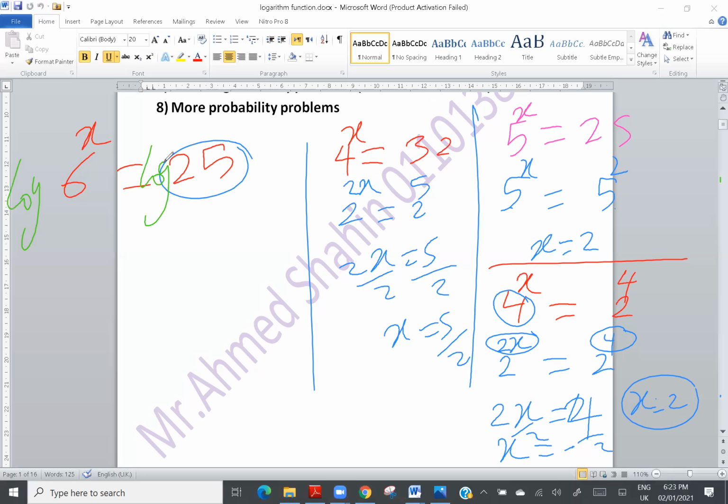So you can say the logarithm function is kind of the inverse of the exponential function. You can convert from an exponential function like 6 power x equal 25 to a logarithm function to solve this equation, okay? So before solving this, let's know what the rules of logarithm are, okay? Let's know.